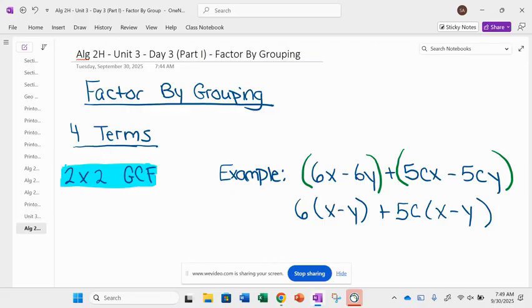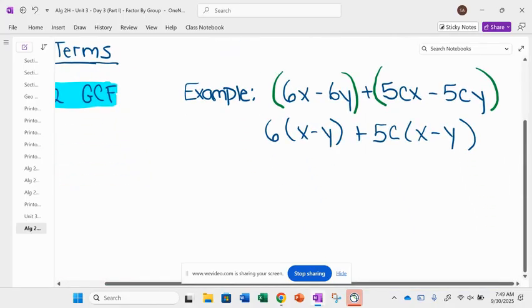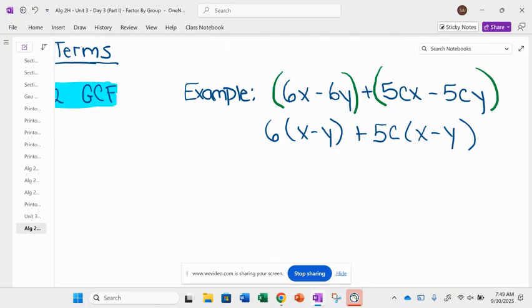So the 2x2 GCF grouping means I group 2 terms together, I group a different 2 terms together, I pull out a GCF. What's left over has to be the same in both. The reason for that is if I'm looking at this as a binomial, where this is my first term, plus sign, this is my second term, I can pull out another GCF here. What's the other GCF I can pull out? Charlie? That's y. x minus y.